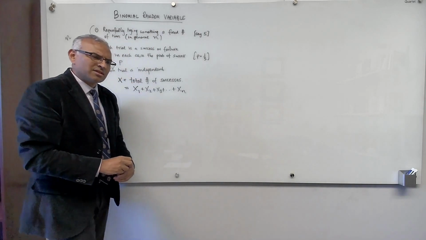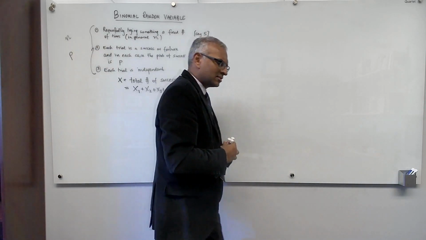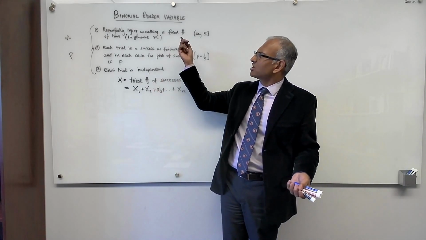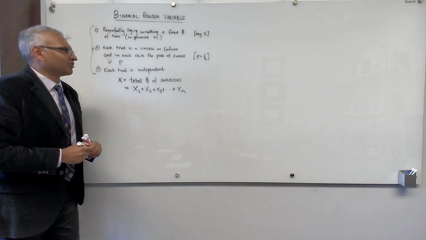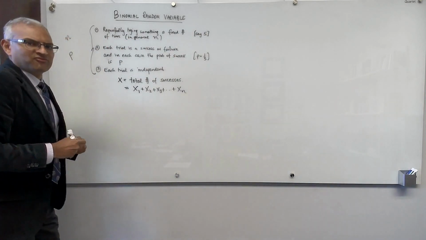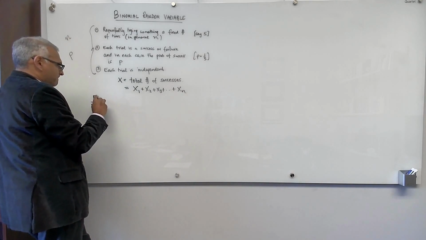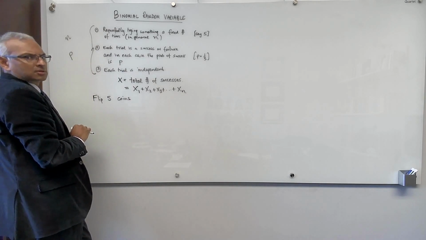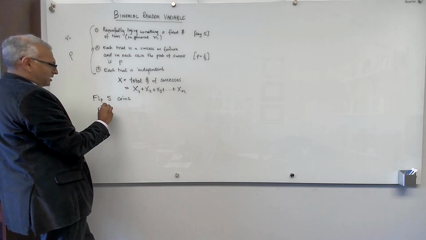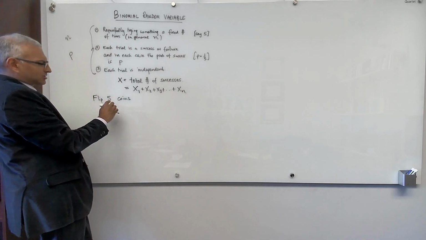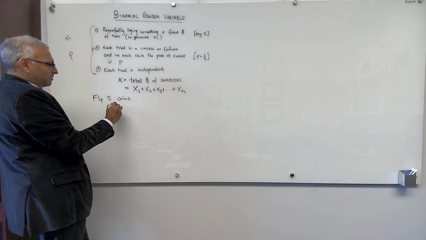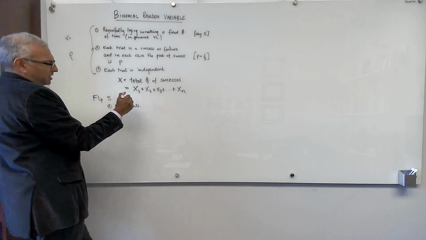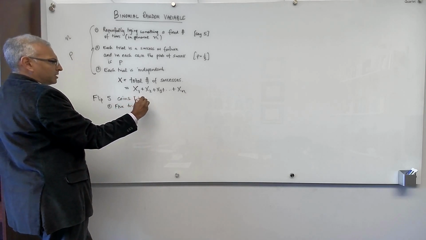Now, let us consider the simplest, most common example of such a random variable, which is you just flip a coin 5 times. You flip 5 coins. Let's see if it satisfies these 3 requirements. First, you're trying something a fixed number of times. Yes, you have 5 trials. Are they independent? Yes, if the coins are independent, so we assume the coins are independent.